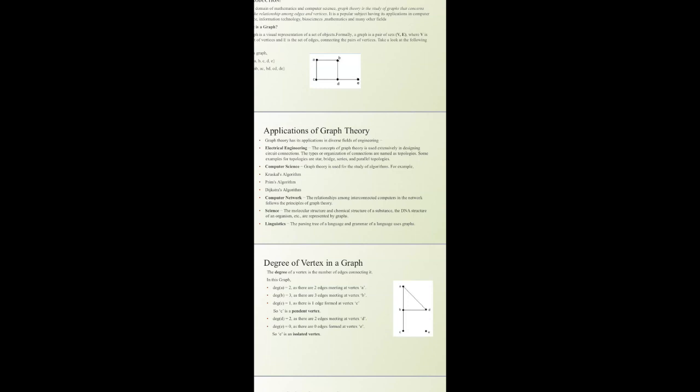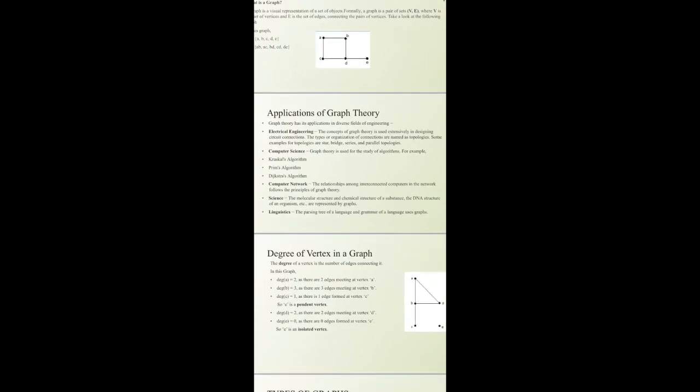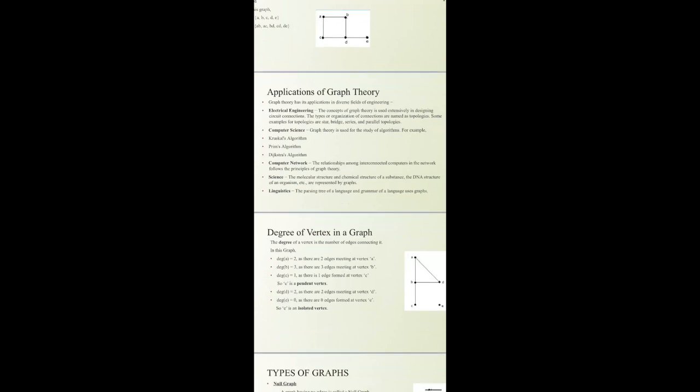In electrical engineering, the concepts of graph theory are used extensively in designing circuit connections. We can connect nodes through edges. The types of organization of connections are named topologies. Some examples of topologies are star, series, and parallel topologies. We can draw graphs like stars, bridges, series. These are all things we can understand through a graph.